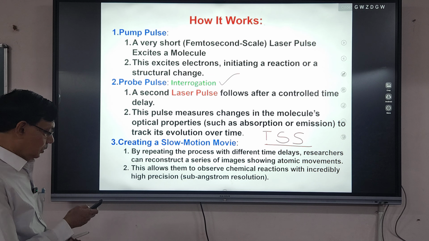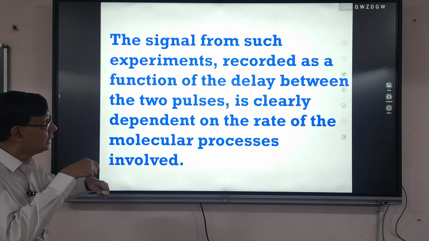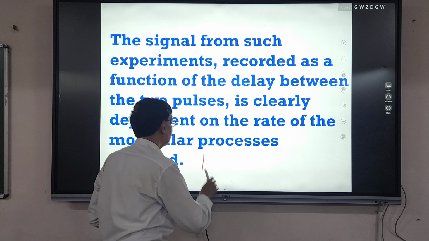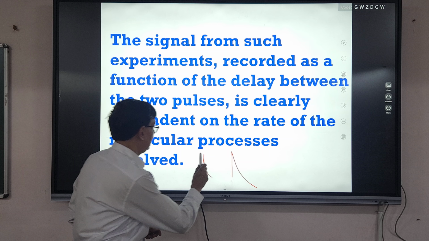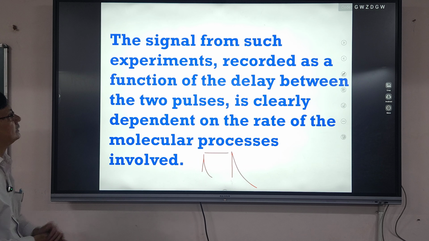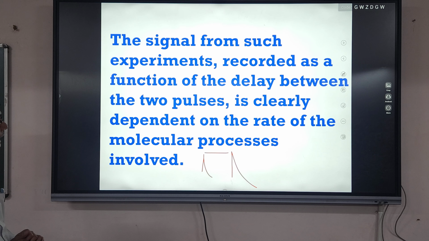So now that why I have written so many big things, because now you understand pump, you understand excitement. Now you understand that there is the excitement in the absorption in the excited level. But how do I measure that signals? The signal from such experiment is recorded as a function of delay between this pump and probe. That is the most important thing. That delay, you can monitor this thing. It is clearly dependent on the rate of molecular process involved, fortunately. So they monitor these things.